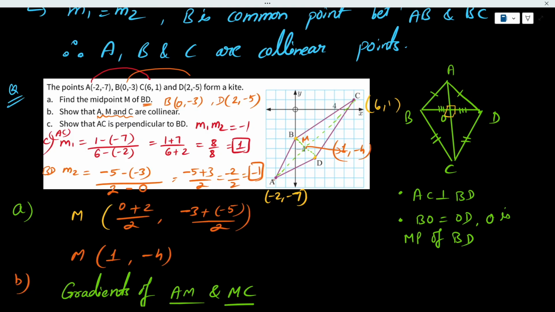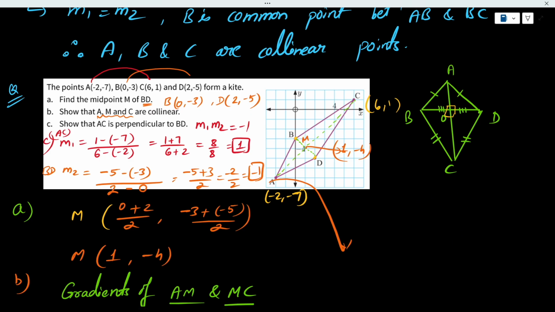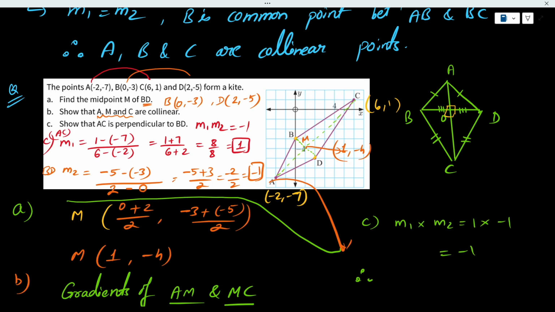So from here you can say that, right? If I take it here, then what can we write down here? Since M1 and M2, you will see that the product of both, you can take it here. This is a part of C, okay? This is the whole part of C. Now here, since M1 into M2, which is 1 times -1, which is -1. Therefore, this shows that whenever the product of gradients is -1, they are perpendicular to each other. Therefore, AC is perpendicular to BD.